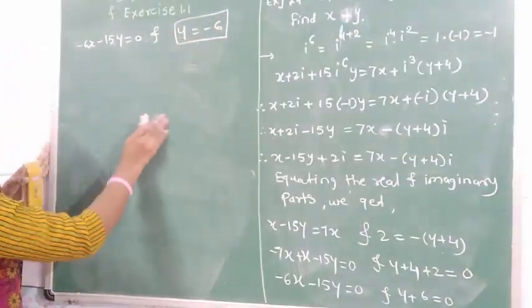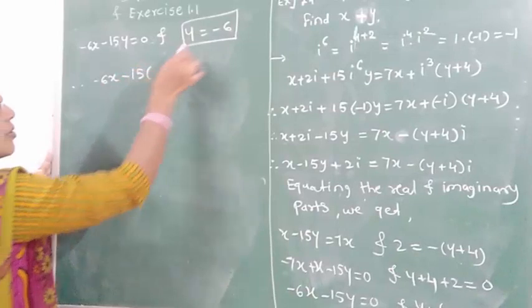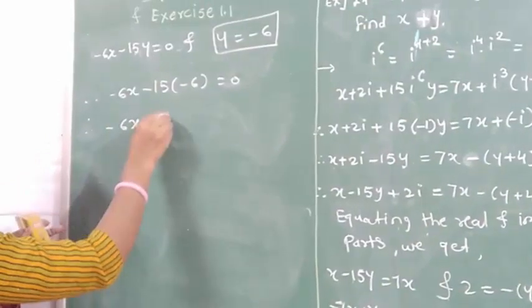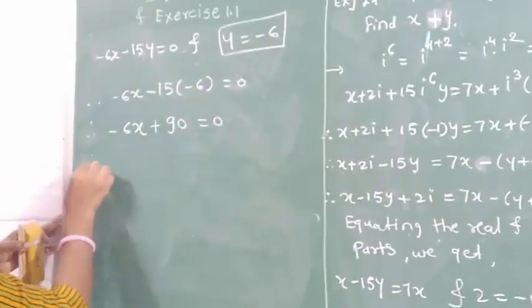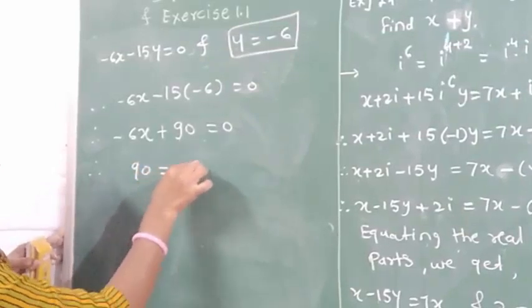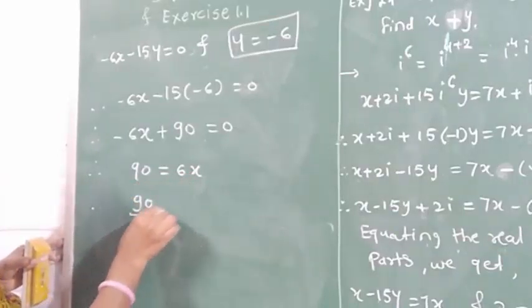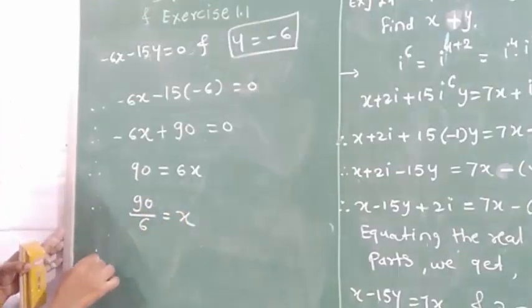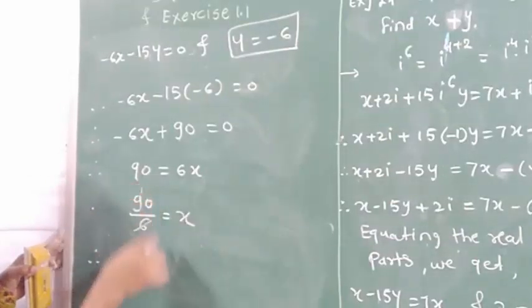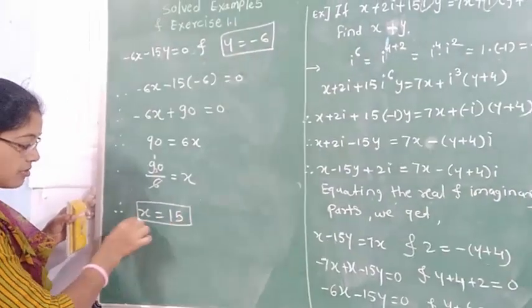Now we put y equal to minus 6 in this equation. So we have minus 6x minus 15 into minus 6 is equal to 0. So minus 6x plus 90 is equal to 0. Taking minus 6x to the other side gives plus 6x. The 6 multiplied with x goes to the other side as divide, so x is equal to 90 divided by 6, which is x equal to 15.